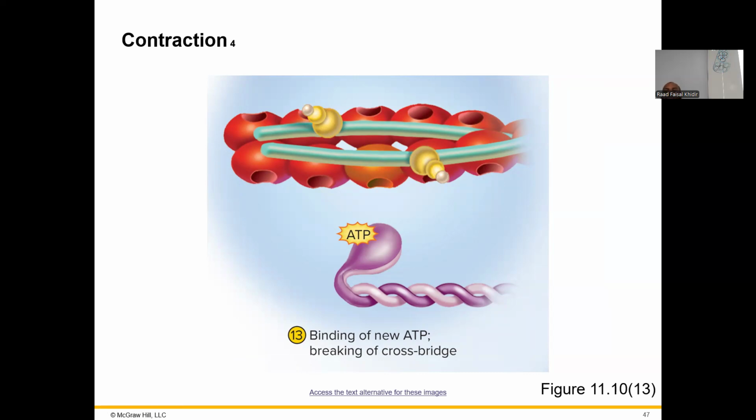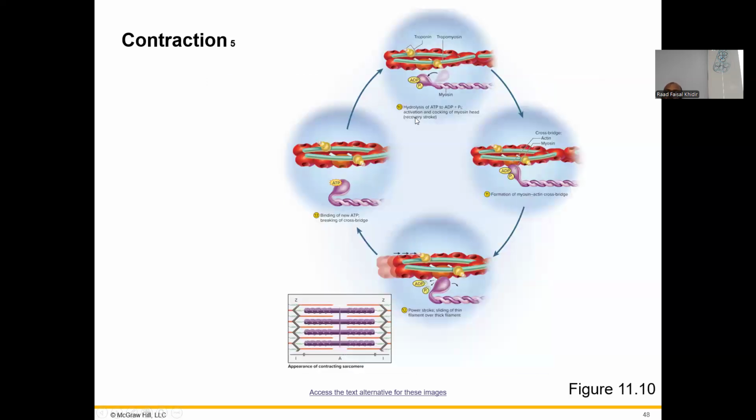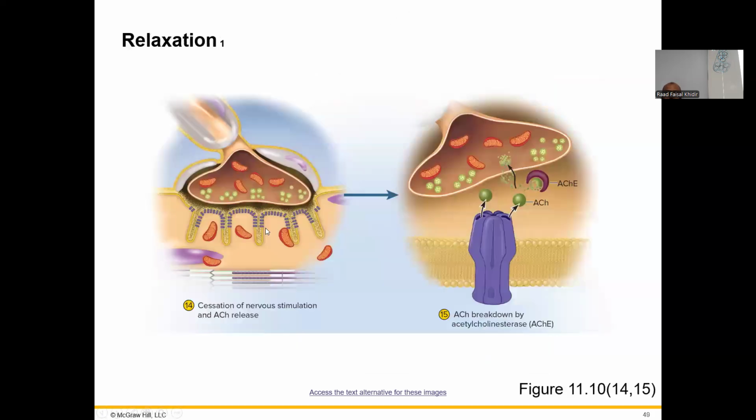But ADP causes the formation of the cross bridge and that cocking movement. So hydrolysis of ATP to ADP causes the activation and cocking of the myosin head. The formation of the myosin-actin cross bridge leads to the power stroke, sliding of the thin filament over the thick filament, causing the binding of the new ATP and the breaking of the cross bridge.